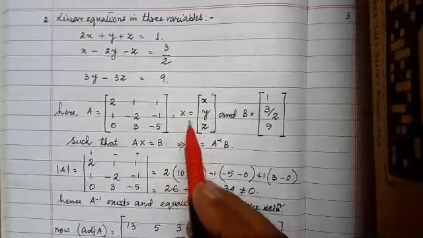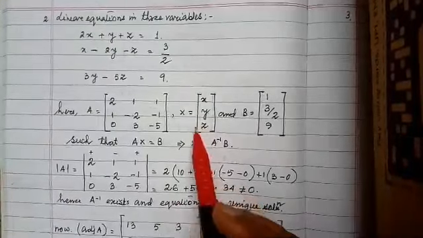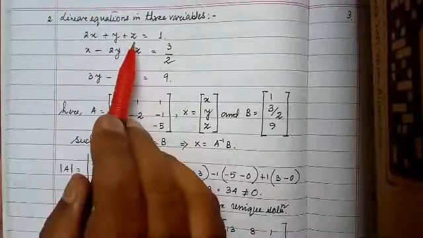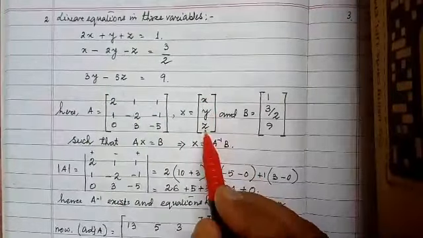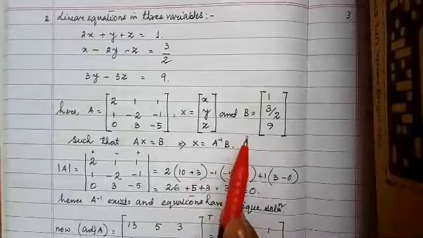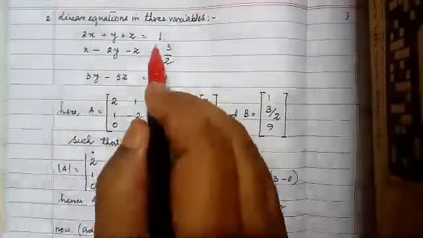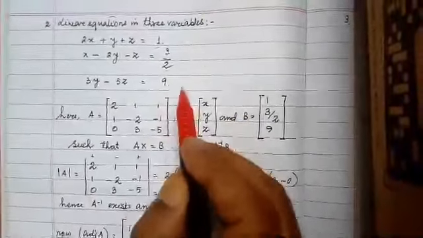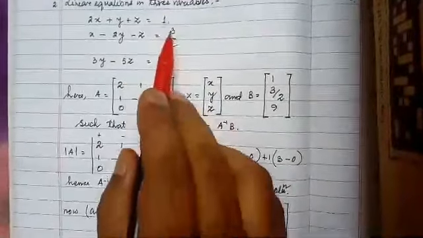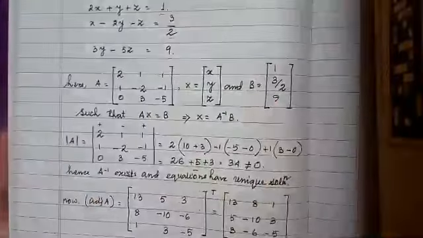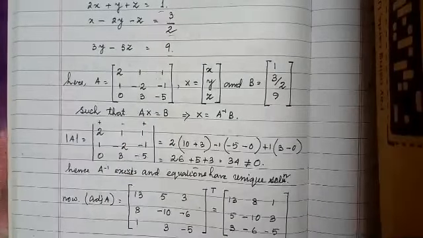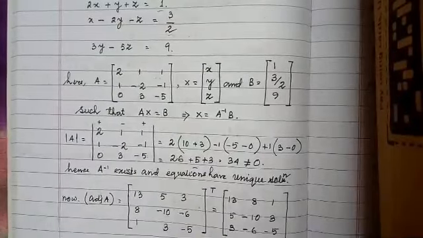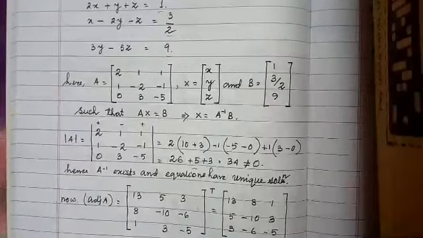And X is a column matrix made from the variables. Since there are 3 variables, the variables are x, y and z. And B is also a column matrix made from the constant terms. What are the constant terms? 1, 3 by 2 and 9. Such that AX is equal to B, which implies X is equal to A inverse B.